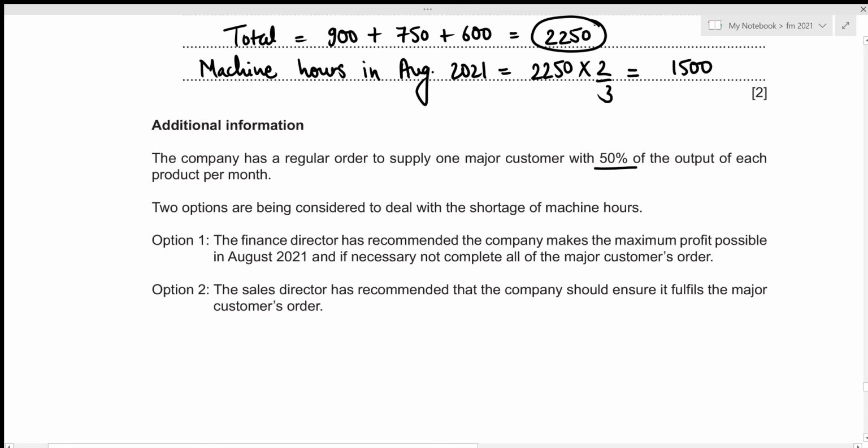The first one is that the finance director has recommended the company makes the maximum profit possible in August 2021, and if necessary, not complete all of the major customers' order. All right. And for option 2, we're told that the sales director has recommended that the company should ensure it fulfills the major customer's order. Let's have a look at the question.